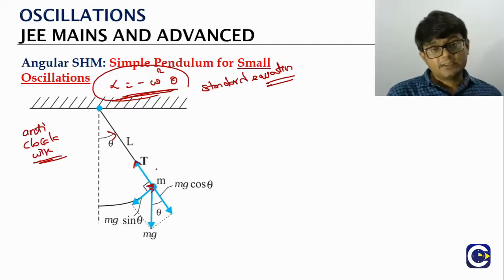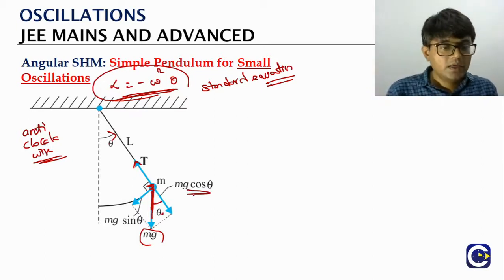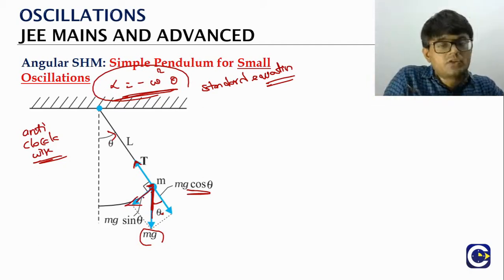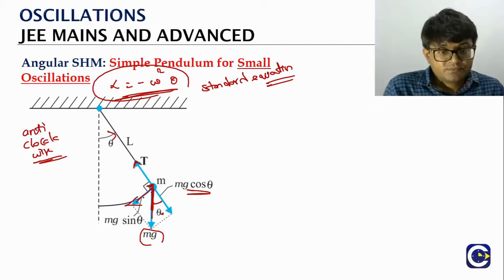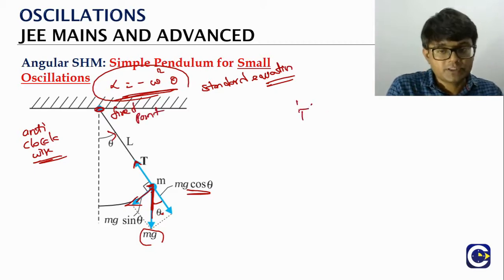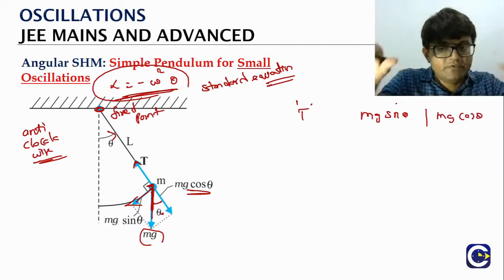On the bob there will be tension acting in the rope. There will be the weight mg. If you draw a vertical line, this will be theta. So we can resolve the weight into components. Mg cos theta will be along the wire. Mg sin theta will be perpendicular to the wire. Now the angular motion of the bob will be driven by the torque. If you look at the fixed point, there are actually three forces, actually two forces, but we are seeing it like three. One is the tension, other is the mg sin theta, other is the mg cos theta. So the weight we have divided into two components.